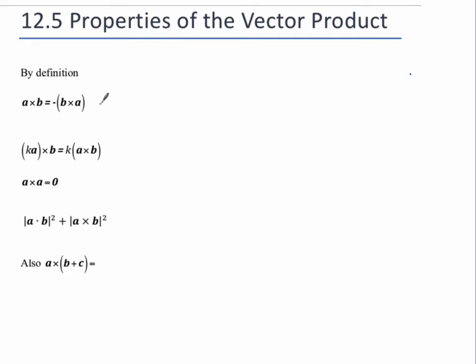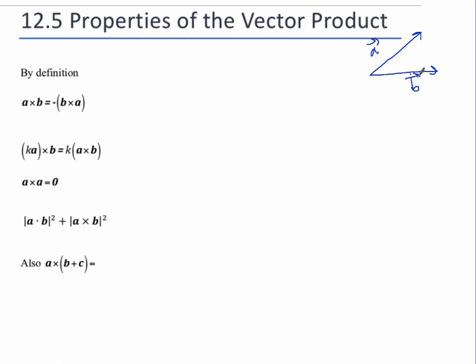Okay, so the first one's a very important one. It's A cross B equals negative B cross A. So recall that's different than the dot product. Okay, this one's different. Recall the definition of what A cross B is.